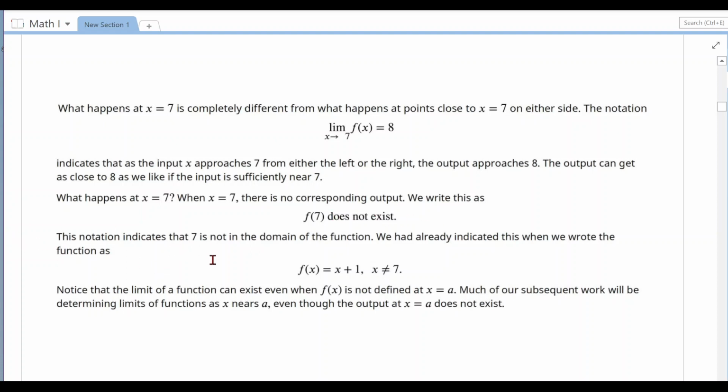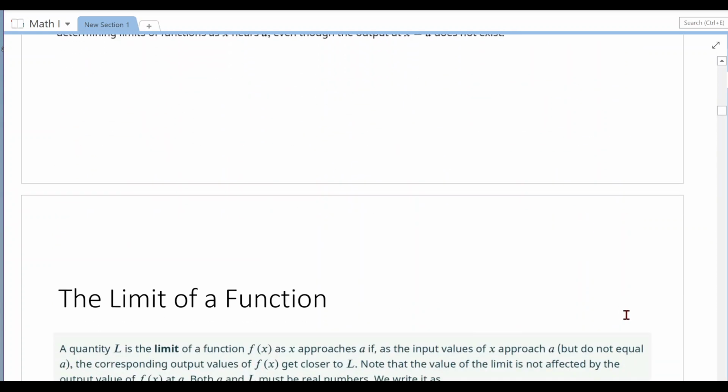This notation indicates that 7 is not in the domain of the function, as we have seen in the graph with the removable discontinuity. We had already indicated this when we wrote f of x equals x plus 1 with x not equal to 7. Notice that the limit of this function can exist even when f of x is not defined at x equals a. Much of our subsequent work will be to determine the limit of a function as x approaches a value a, even though the output at x equals a does not exist.